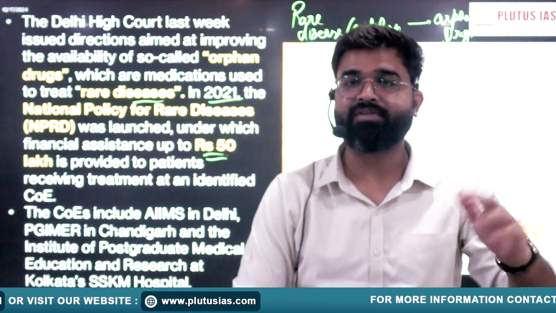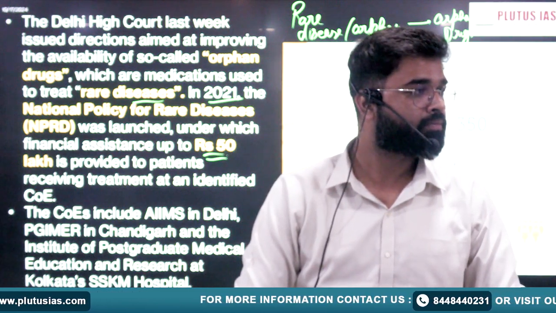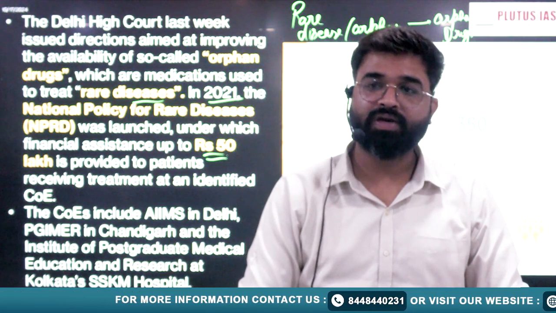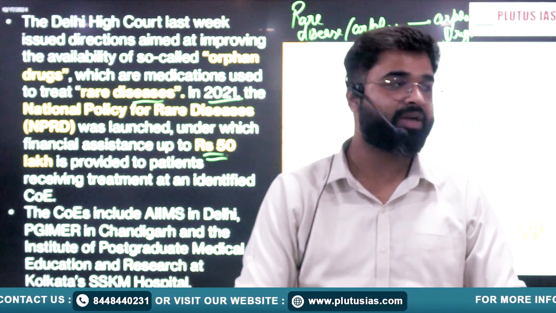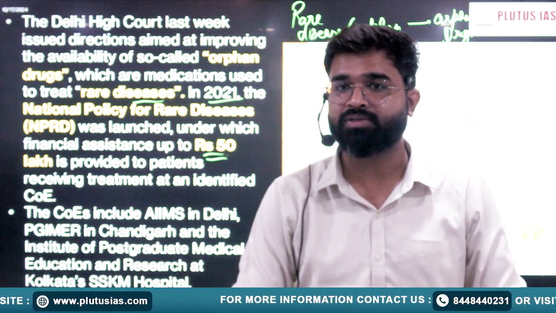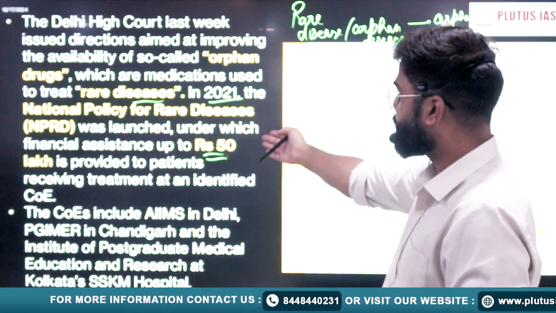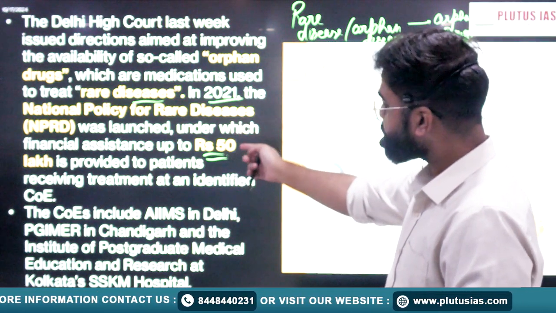Matlab wo inherit hoti hai. To unka treatment zyada tar ka to bana hi nahi hai. Okay? Most of the rare diseases are non-curable. Some of them are curable, but their treatment is expensive. Individual will be having no capacity to treat that particular disease. That is why government is providing some assistance. That is 50 lakh.